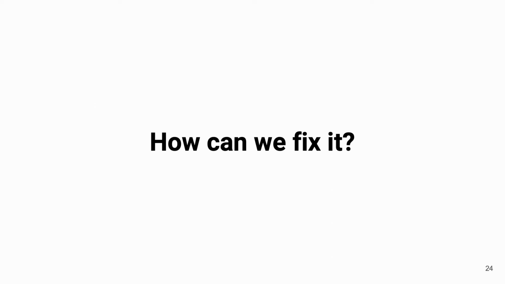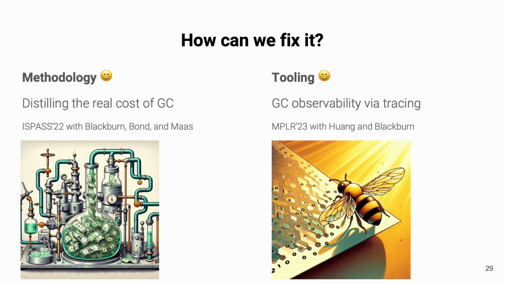All hope is not lost. In this talk, I will talk about how to improve the methodology and tooling. We proposed a new methodology called distillation that allows us to measure the real cost of GC. This was joint work with my PhD advisors, Steve Blackburn, Mike Bond, and Martin Maas, and was published in OOPSLA 2022. We also proposed that we integrate tracing to improve the observability of GC.